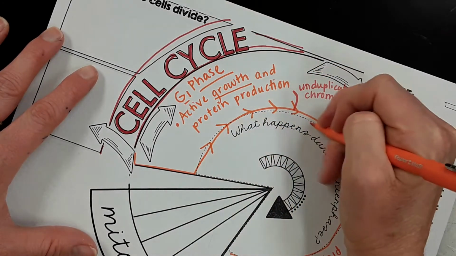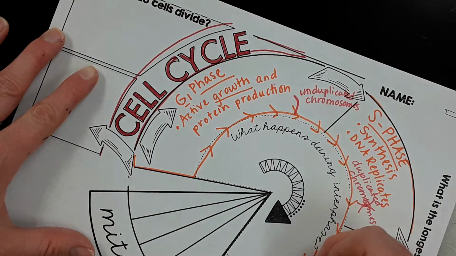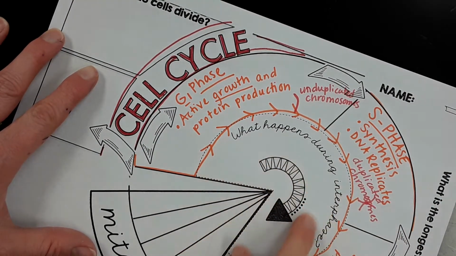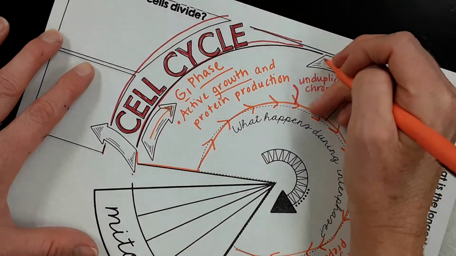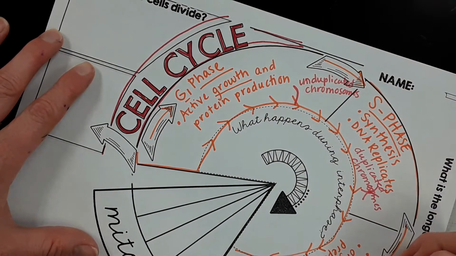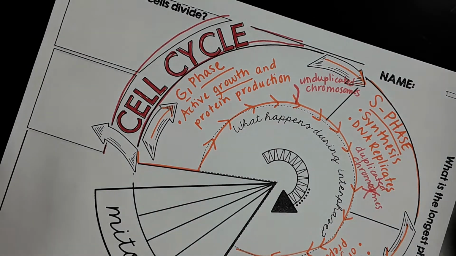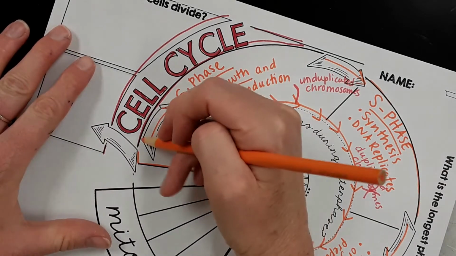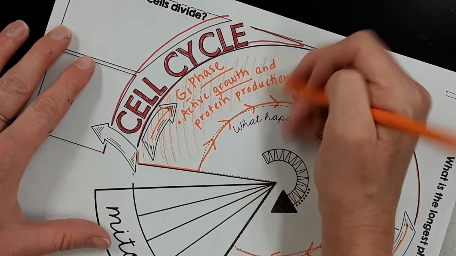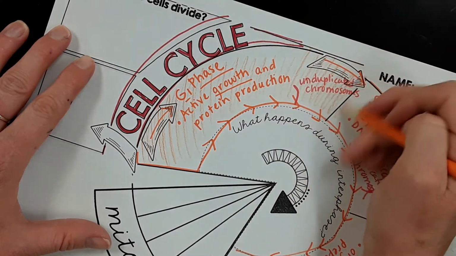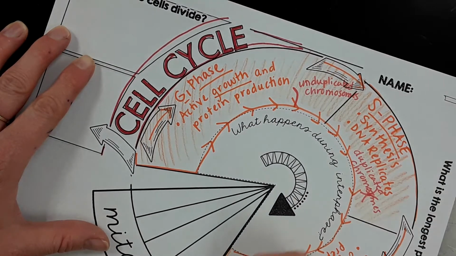Interphase is the phase in between cellular divisions. What happens during interphase is active growth of the cell, the chromosomes duplicate, the organelles duplicate, and the cell prepares to divide. So this whole section right here, and you can shade the whole thing in orange if you like, is all interphase.